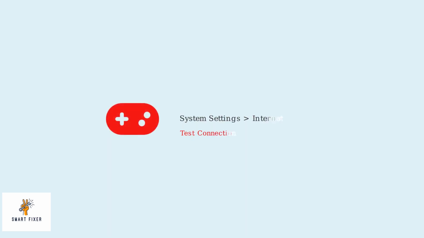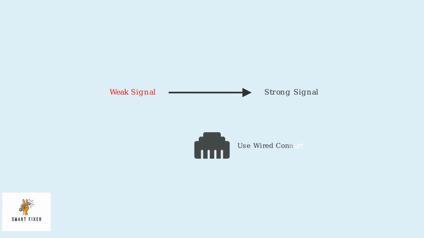Next, on your Switch 2, go to System Settings and select Internet. Choose Test Connection to check if your console can reach Nintendo's servers. Look for a successful test result. If it fails, note the error code for further troubleshooting. If the connection is weak or unstable, try moving closer to your router to improve signal strength. Alternatively, connect your Switch 2 dock to your router using an Ethernet cable for a more reliable wired connection. This eliminates wireless interference and provides faster, more stable speeds.